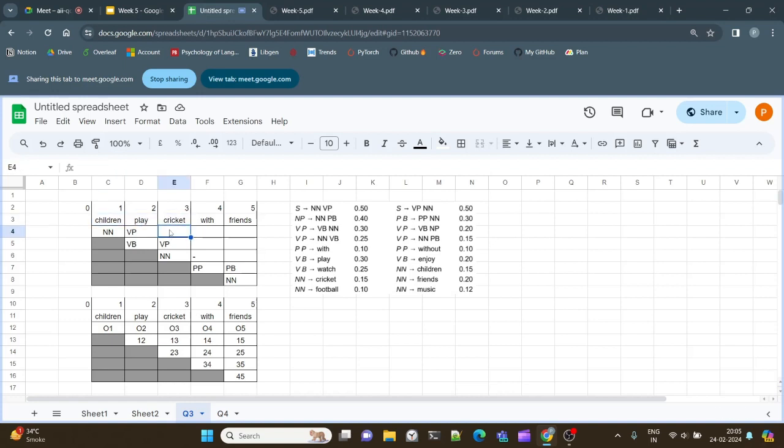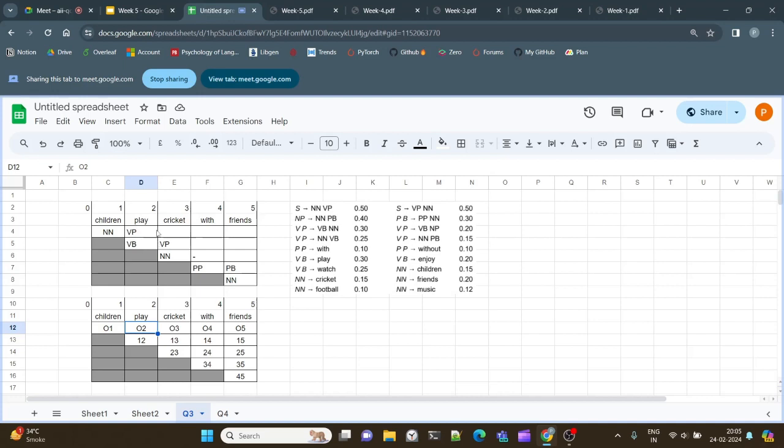So how can I break these? How can I break "children play cricket"? One way I can break it is 0, 1 and 1, 3. What is 0, 1? 0, 1 is "children" and 1, 3 is "play cricket". So that could be one breakup. Another one could be 0, 2 and 2, 3. What is 0, 2? 0, 2 is "children play" and "cricket". So these are the two possible ways I'm breaking up this sequence of 3 words.